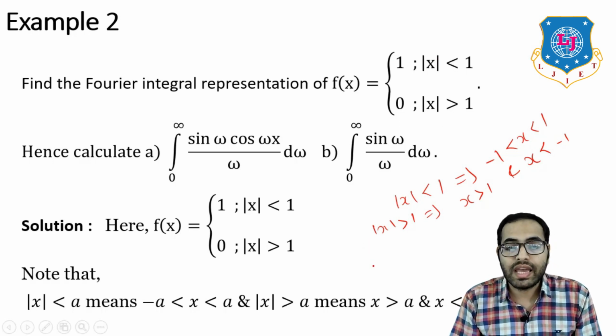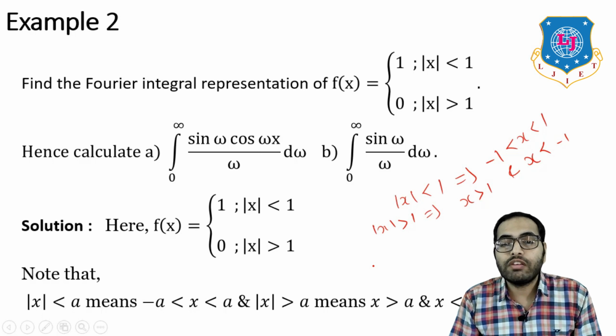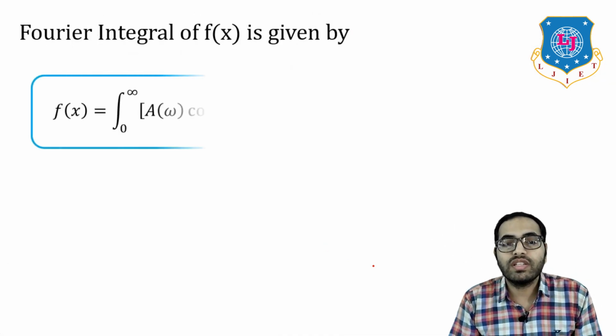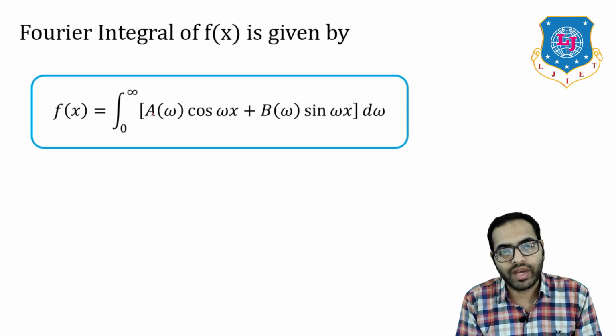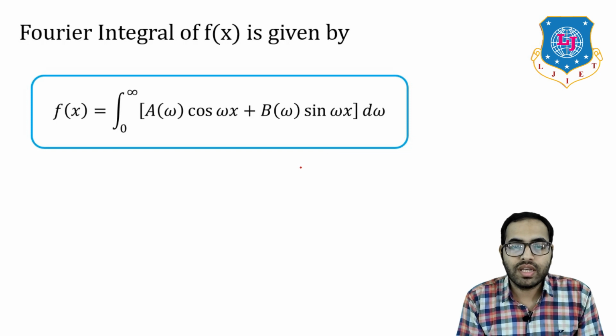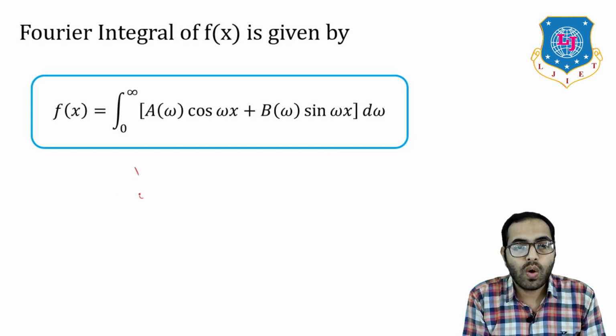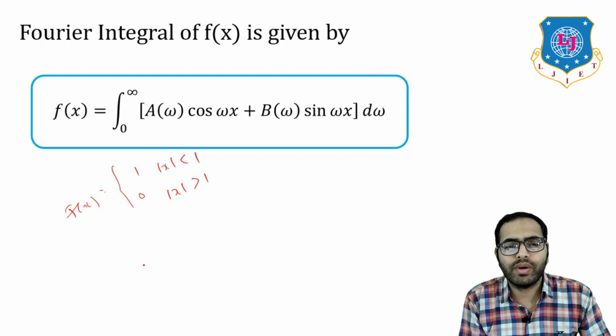Let's see, firstly finding the Fourier integral, which is represented as f of x equal to integral 0 to infinity of a of omega cos omega x plus b of omega sin omega x d omega. Just find the values of a of omega and b of omega and substitute them. See, here our function is 1 if mod x is less than 1, and 0 if mod x is greater than 1. So let's represent it graphically.